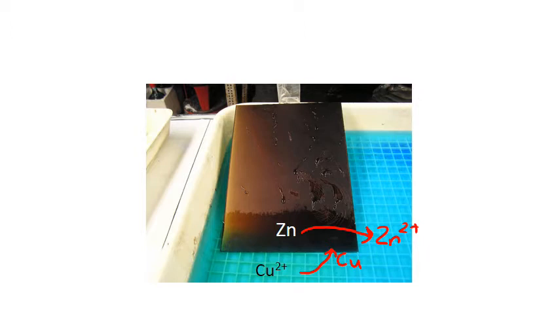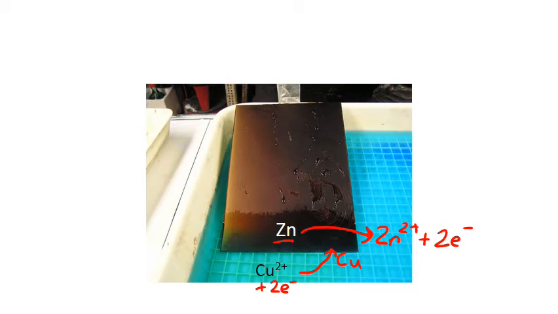But what's actually happening in that reaction? How is zinc forming 2 plus ions? It's doing that by losing 2 electrons. So the only way zinc is forming these positively charged ions is by losing 2 electrons. Where are those electrons going? The copper is gaining 2 electrons. That's how it's forming solid copper.